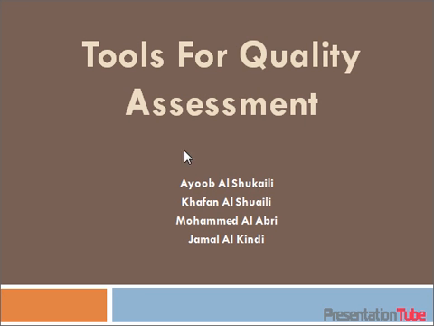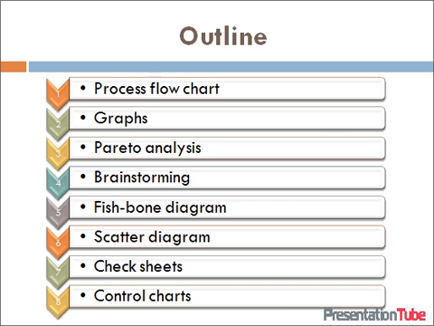So, in this presentation, we're going to talk about the types of tools which assess the quality. We are going to talk about the process flowchart and the graphs, Pareto analysis, brainstorming, fishbone, scatter diagram, and check sheets. And finally, we're going to finalize the presentation with the control charts. So let's get started.